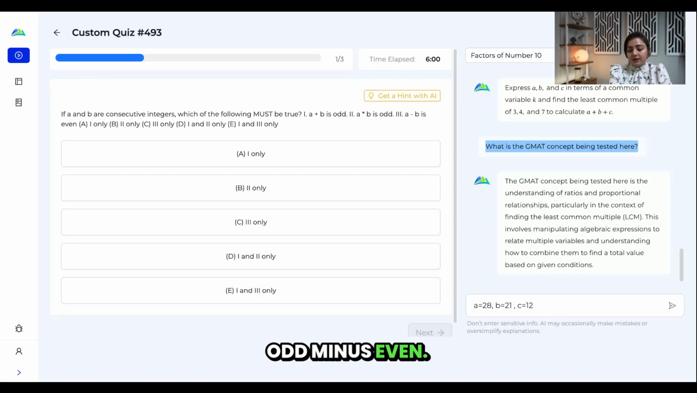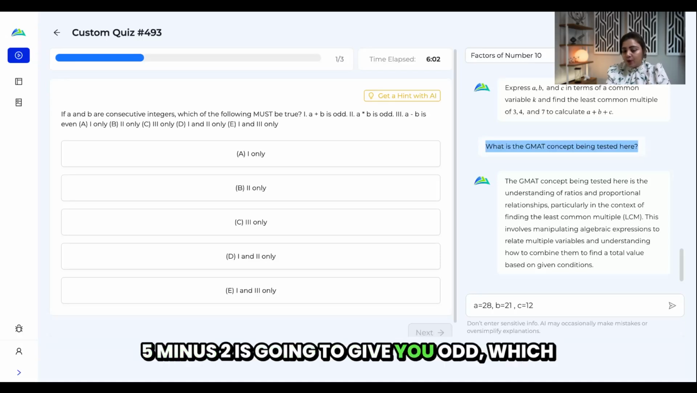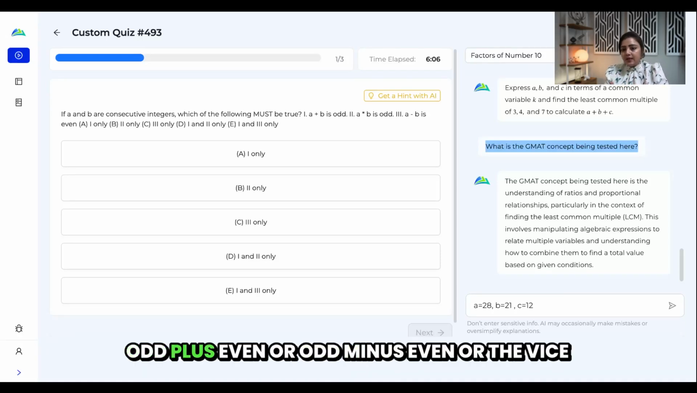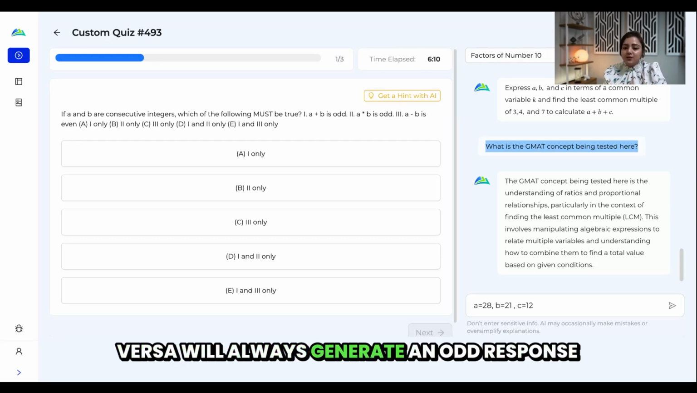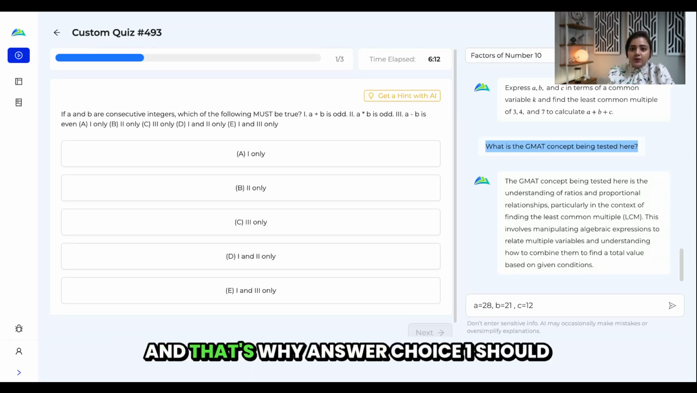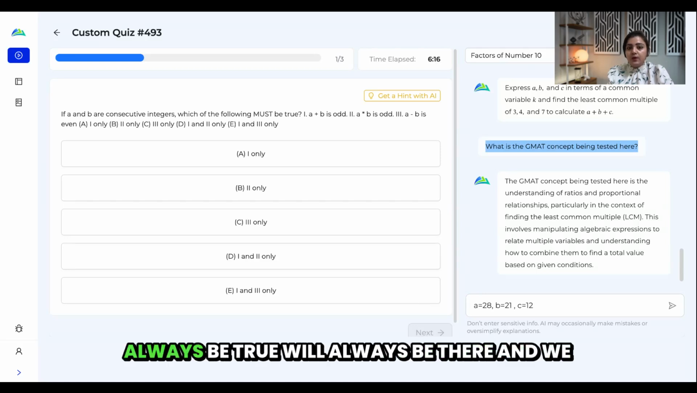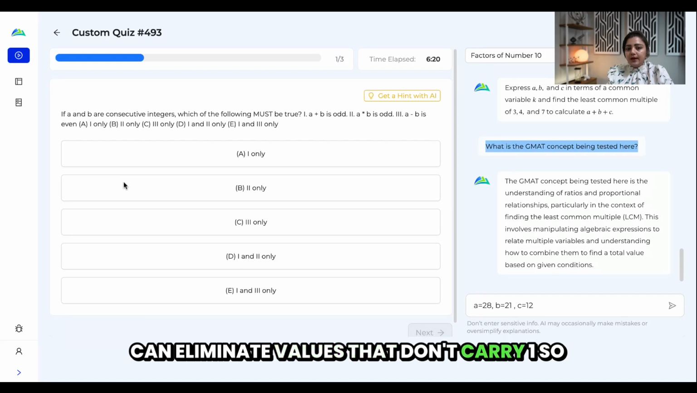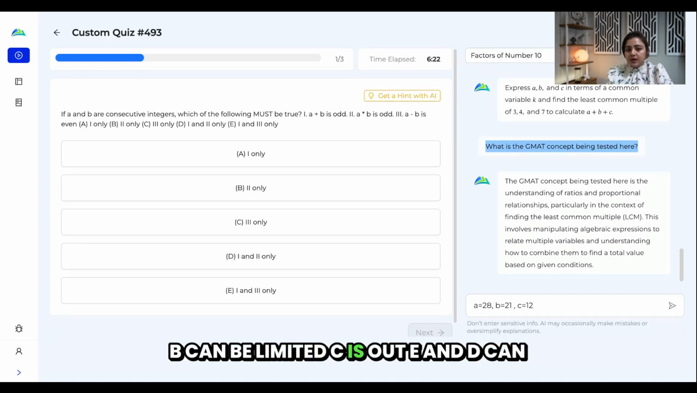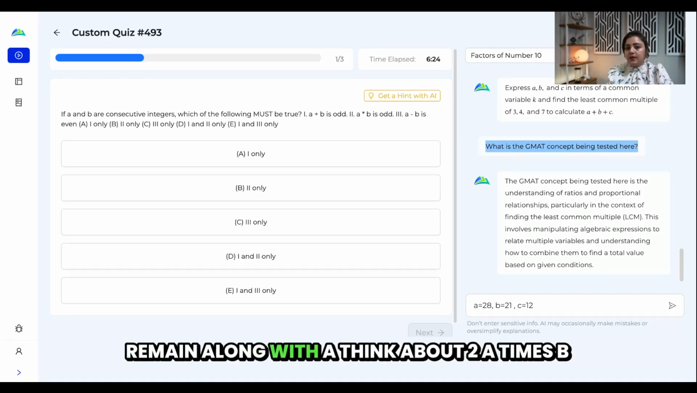Odd minus even. 5 minus 2 is going to give you odd, which is 3. Odd plus even or odd minus even or vice versa will always generate an odd response. And that's why answer choice 1 should always be true. And we can eliminate values that don't carry 1. So B can be eliminated, C is out, E and D can remain along with A.